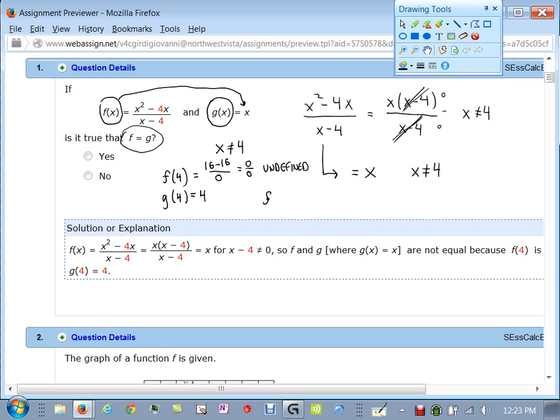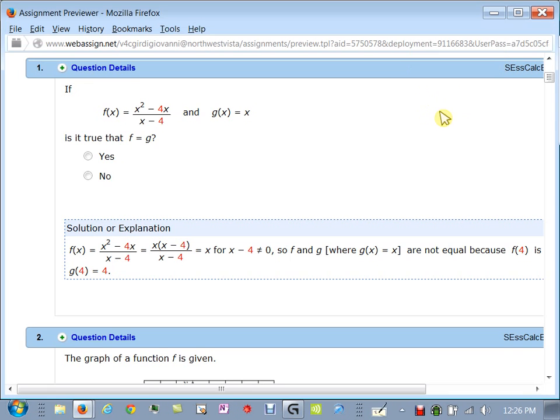If you try plugging in anything else, say 5, and compare f of 5 to g of 5, g of 5 is 5. If we plug 5 into f, we get 5 squared is 25, minus 4 times 5 is 20, over 5 minus 4 is 1, so you get 5 over 1, which is 5, and those two match. So the g and the f function are identical to each other except at one place, 4. At 4, one of them is defined, the other is not. So we cannot say that those two functions are identical everywhere. All right, I hope that makes sense. Let's move on to the next problem.